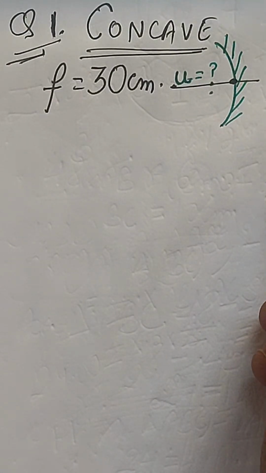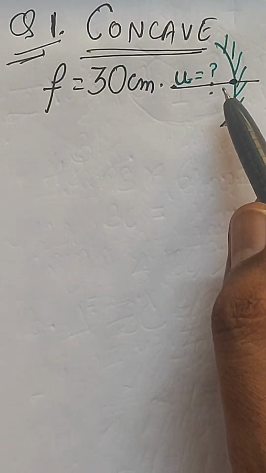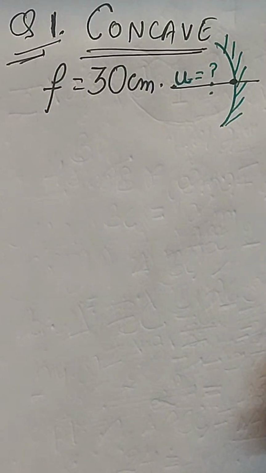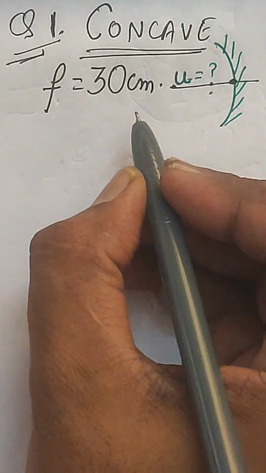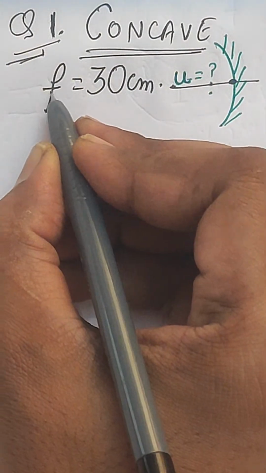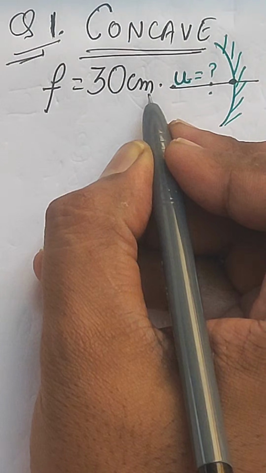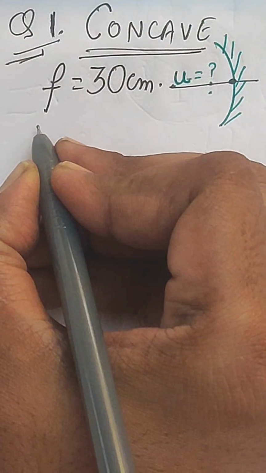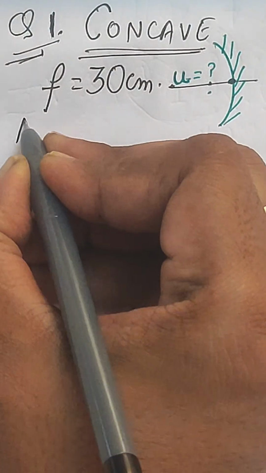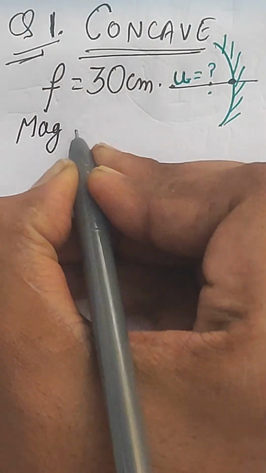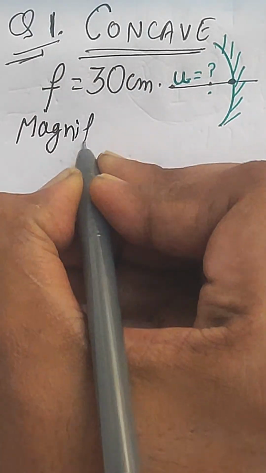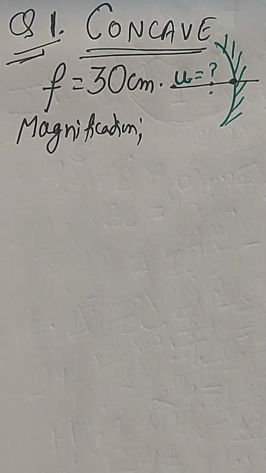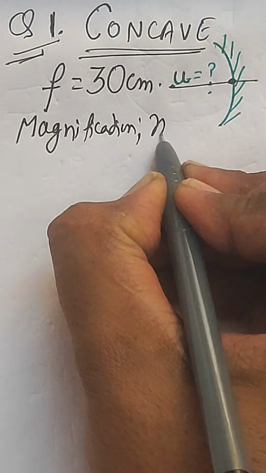And the condition is that the positions of the object need to be calculated when it's given that the image is 3 times the size of the object. So here the focal length is given as 30 centimeter and the image is 3 times, that means its magnification is given to you. Magnification is represented by a small m, isn't it?